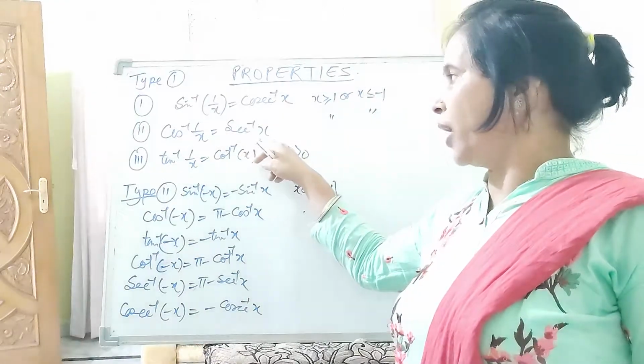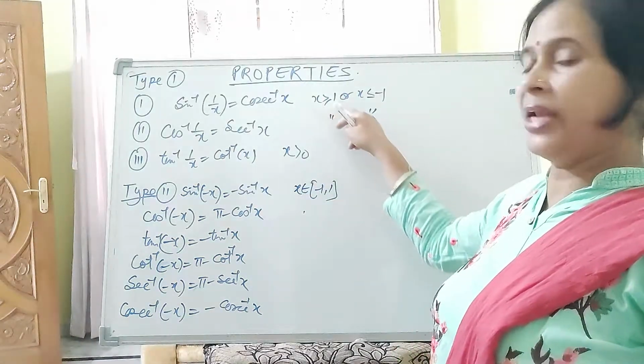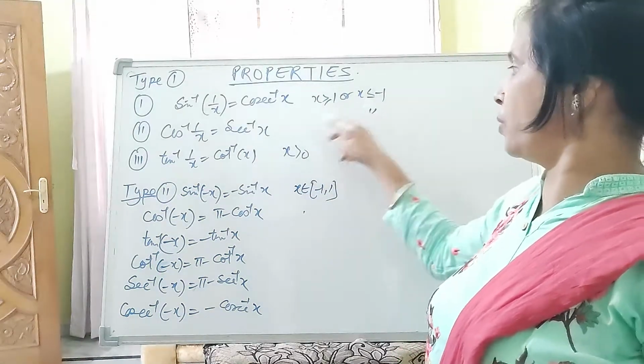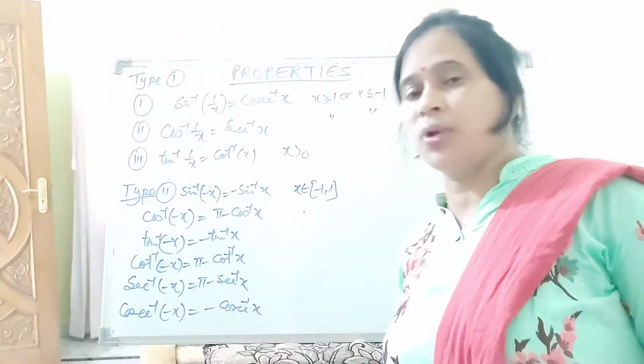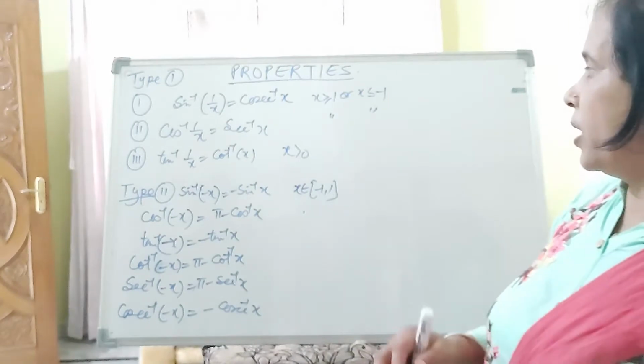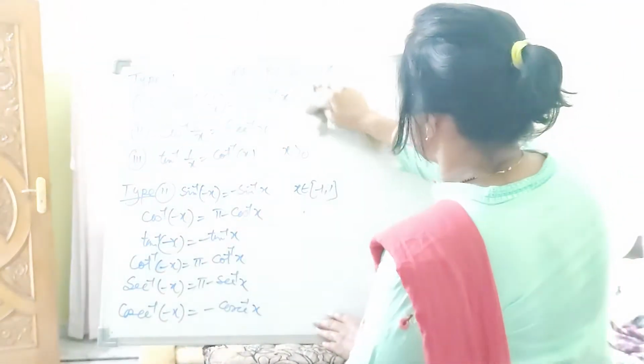Cos inverse 1 upon x is equal to sec inverse x. Again the same limit, x greater than or equal to 1 and less than or equal to minus 1. Tan inverse 1 upon x is equal to cot inverse x, x greater than 0. I will prove the first one and the others you will do.